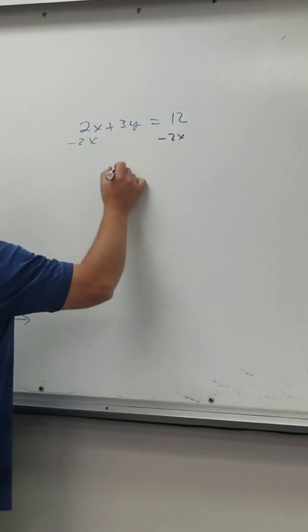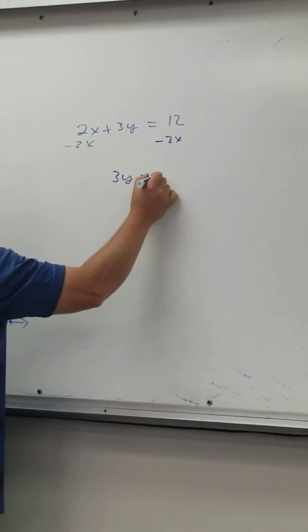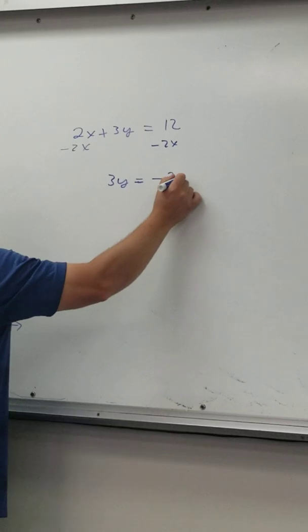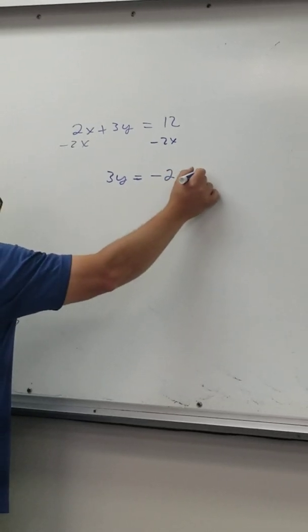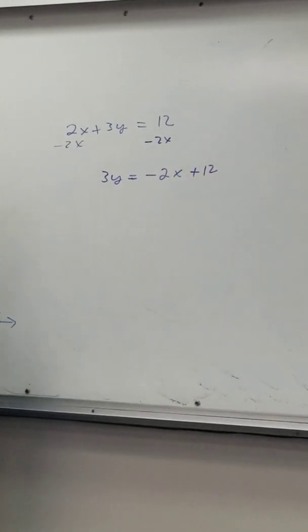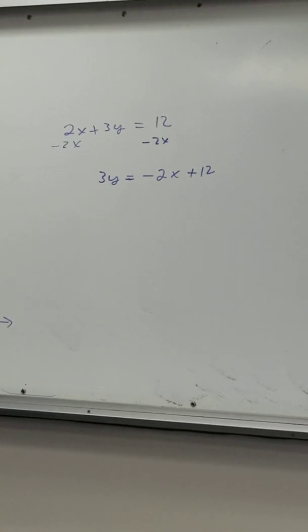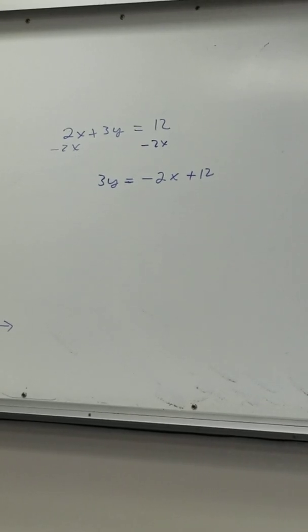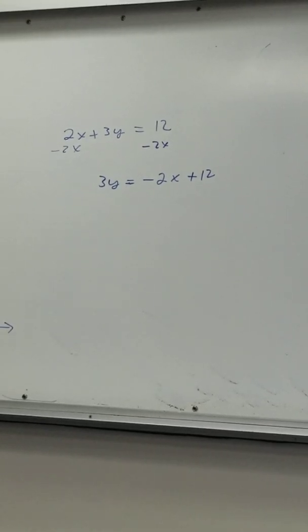Minusing 2x to this side. 3y equals, I'm going to put the x part first and then the number. That's just typical descending order. You always put the variable part first. Okay, now I want to get the y by itself. What should I do to both sides of this equation, Nick? Divide by 3.